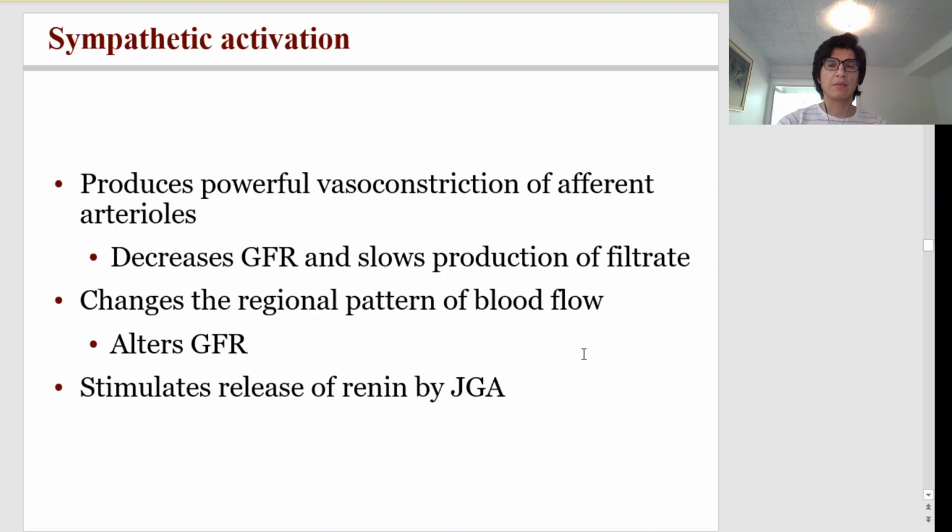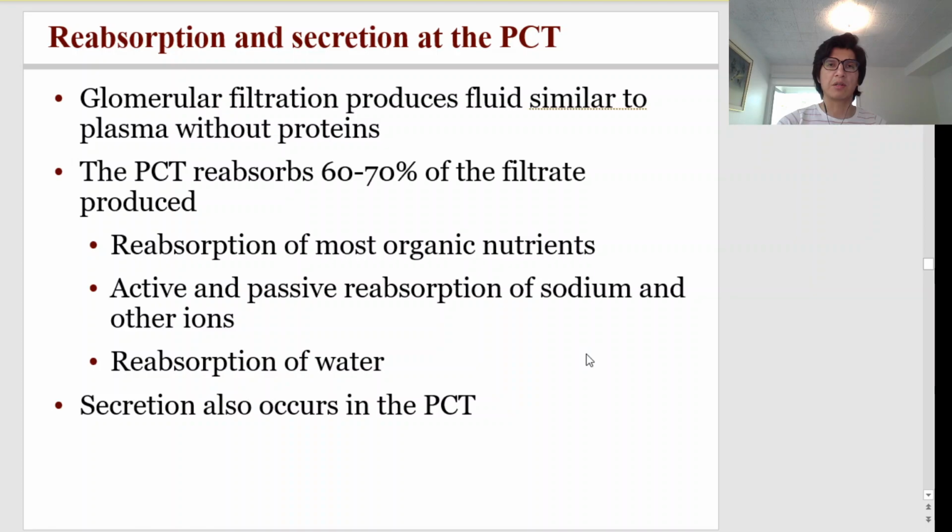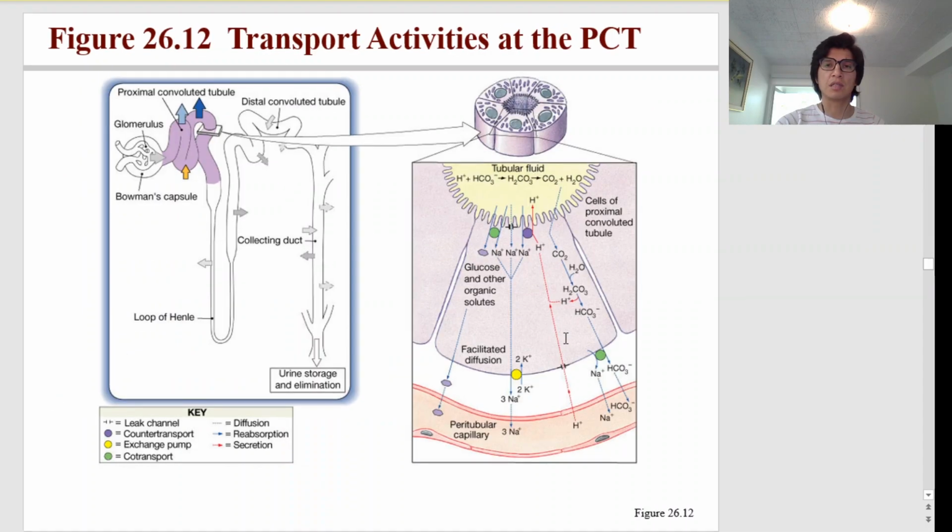So these are all components that we mentioned are going to affect the glomerular filtration rate. Let's look specifically at the reabsorption and secretion of different components of the nephron. The proximal convoluted tubule reabsorbs 60 to 70% of the filtrate produced. This includes water and many organic components, and secretion also occurs at this level.